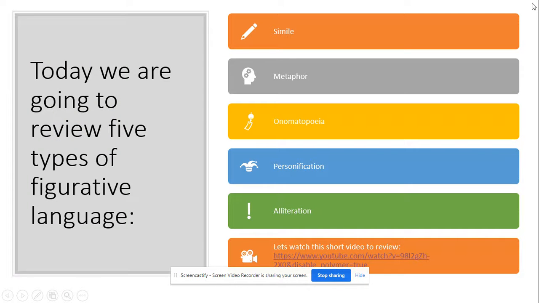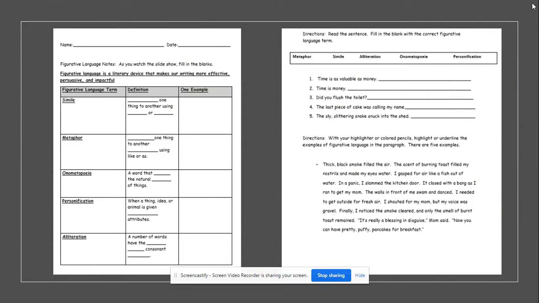Okay, now that we watched the video, I want you to direct your attention to the 2 worksheets in front of you. The first side is basically a chart with all 5 parts of figurative language that we will talk about today. Simile, metaphor, onomatopoeia, personification, and alliteration. On each slide, there will be a definition for each type of figurative language.